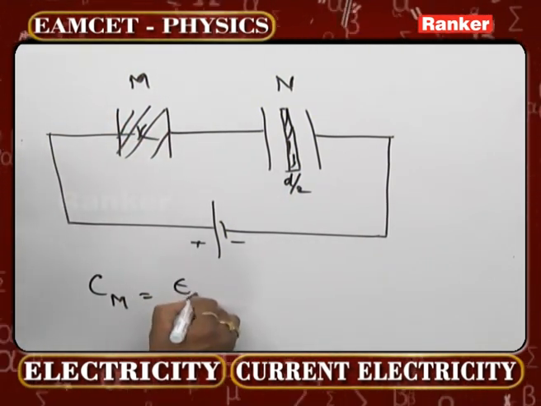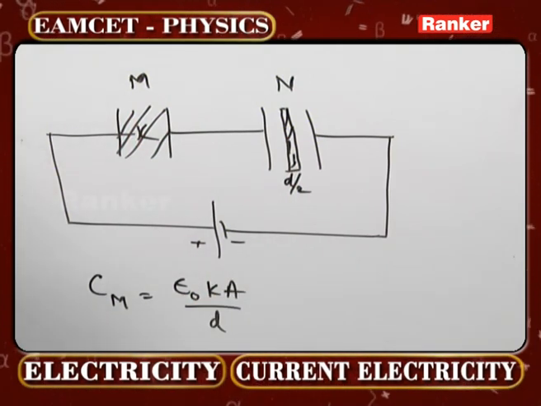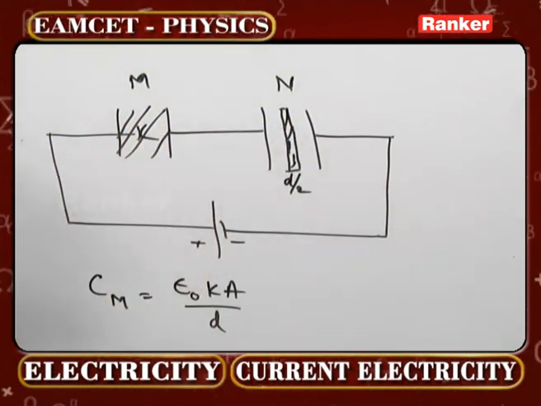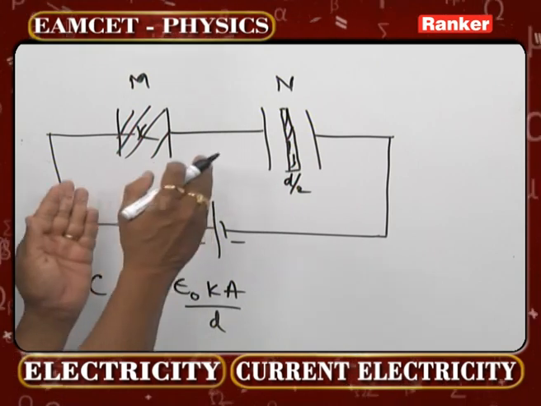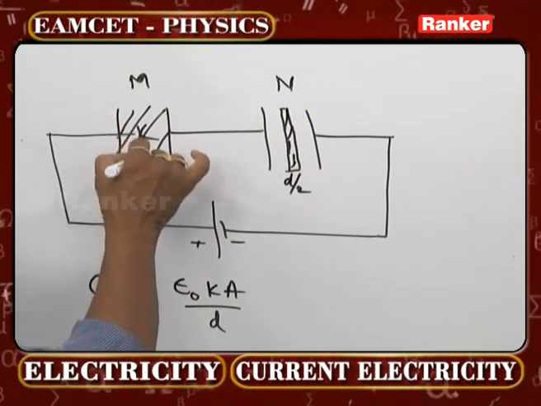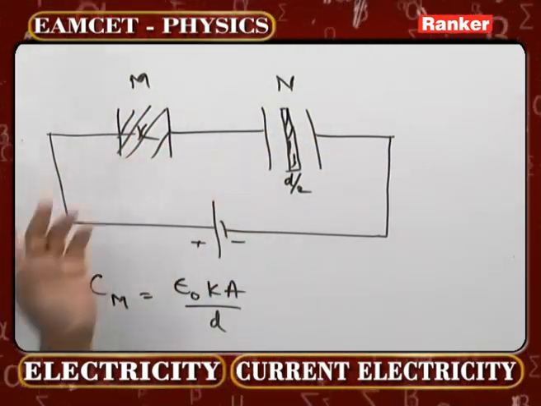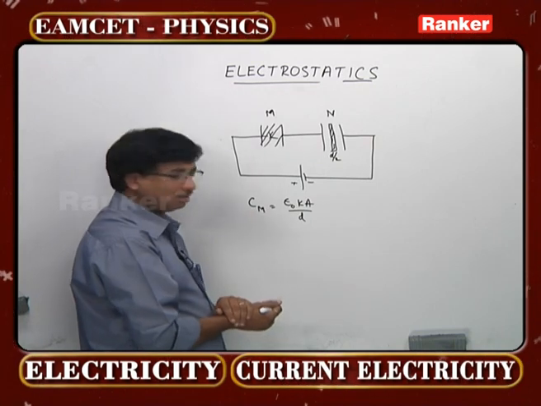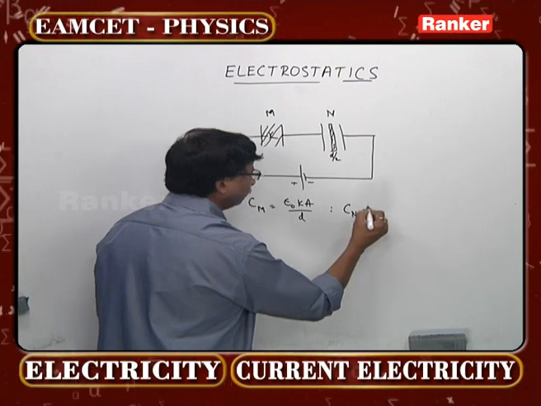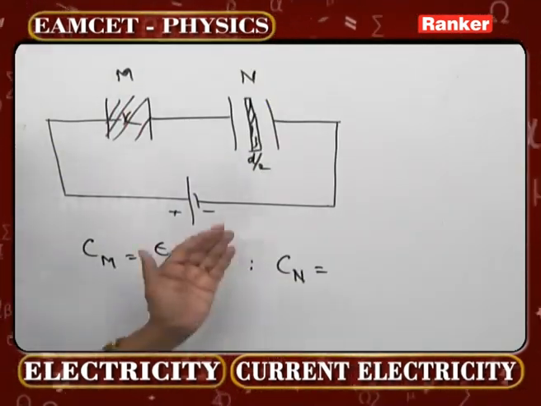So what you should understand here, what is the capacity of the first capacitor M? Is it not epsilon naught K A by D? You can understand because identical condensers he is talking about. That means their areas of cross section of the plates are equal. Distance of separation is same. Everything same. But here there is a dielectric of constant K. Here there is a metal plate of thickness D by 2. That's what he is giving us. So look at the second one. What will be the capacity of the second capacitor, that is of N?